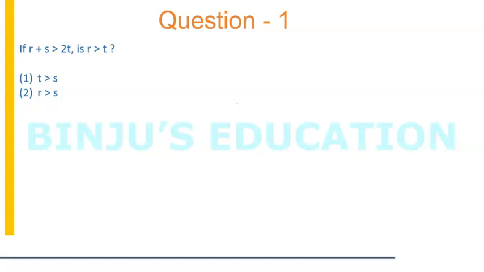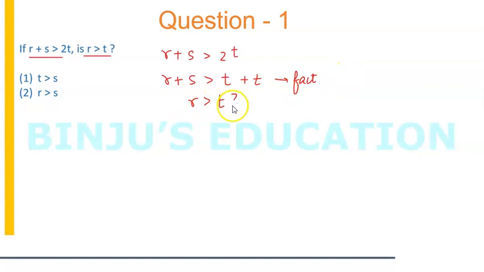All right, let's see how we can solve this one. So it said that r plus s is greater than 2t. Is r greater than t? Okay, so r plus s is greater than 2t. Let me rewrite this as r plus s is greater than t plus t. Okay, this is the fact of the question. It's something known to us, and we need to find out if r is greater than t or not. This is what we need to find out.